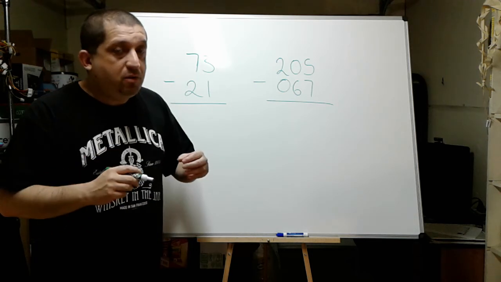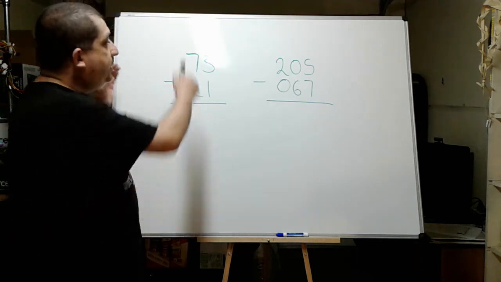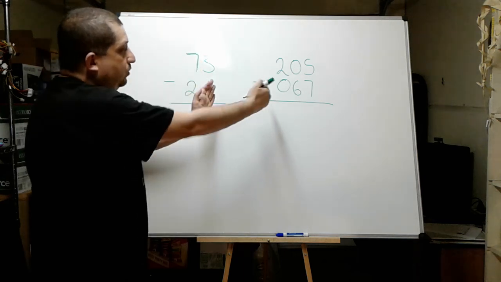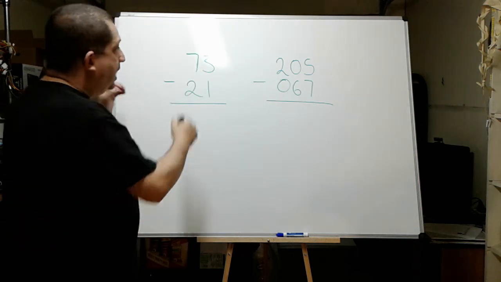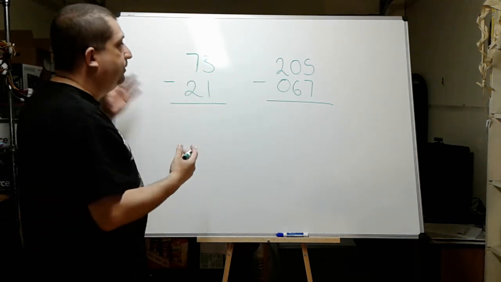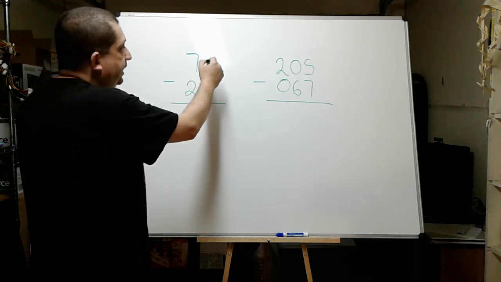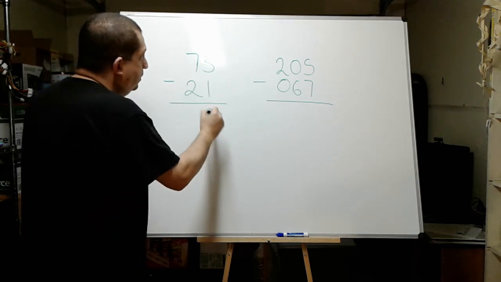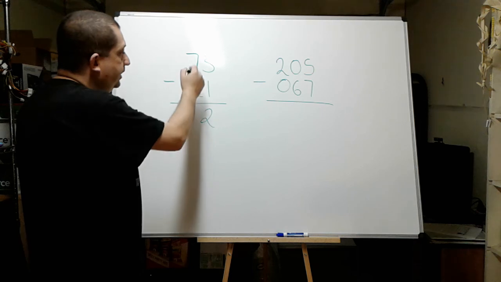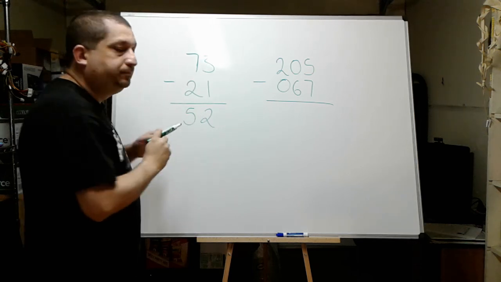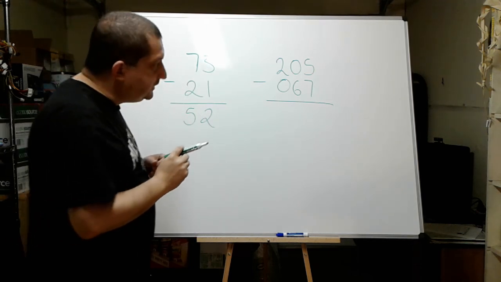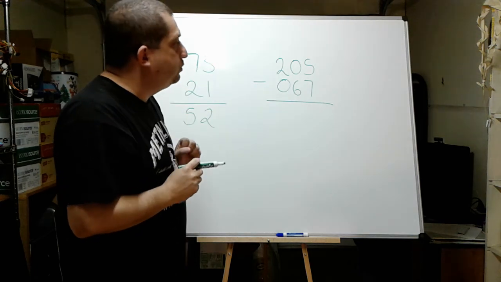Okay, so let us go ahead and solve for subtraction. Once I write my numbers like this and they are properly aligned, I'm going to go ahead and solve my subtraction. I have right here 3 minus 1 is equal to 2, and then right here 7 minus 2 is equal to 5. Great.